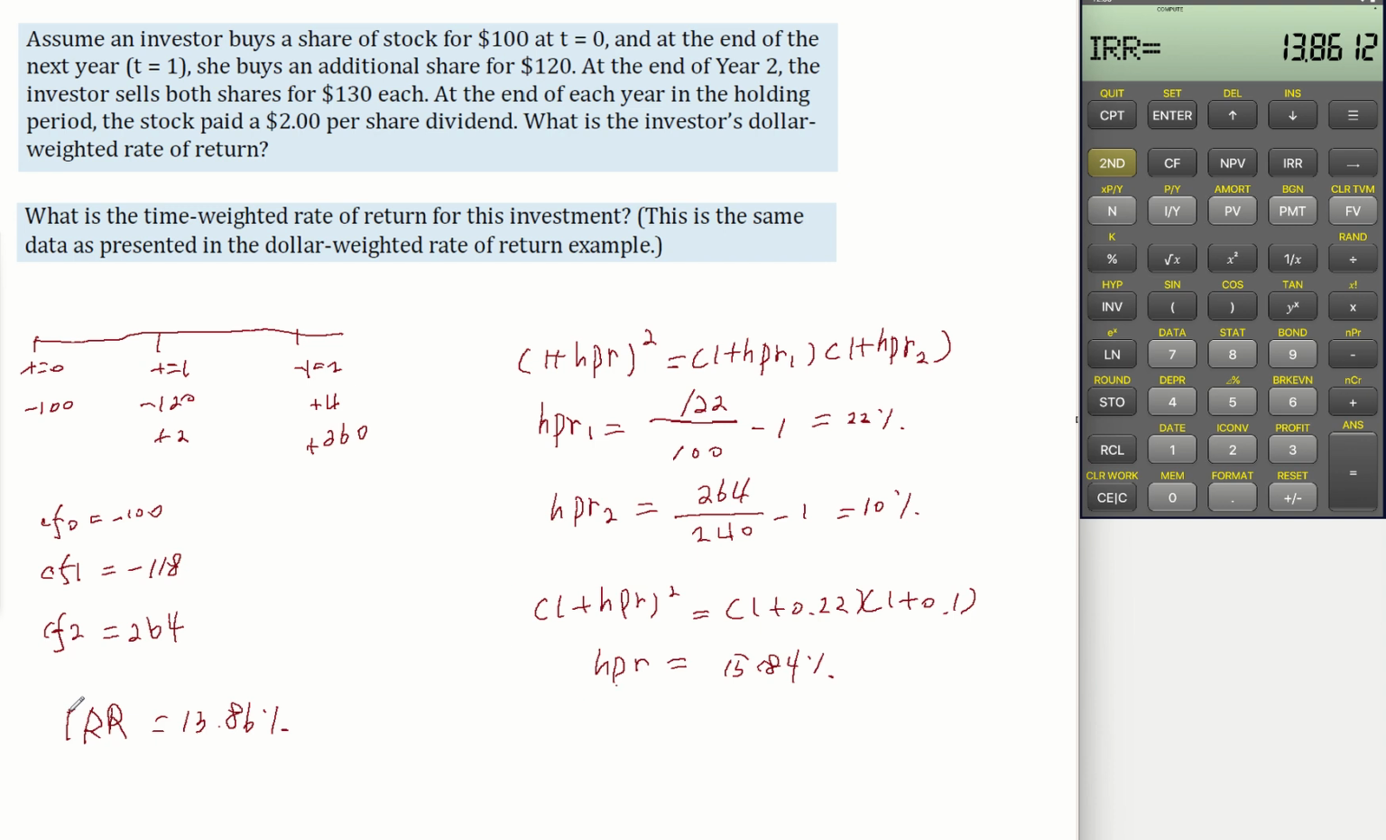So with this result, we can see the holding period rate is bigger than the dollar-weighted rate of return because the holding period rate of year 1 is bigger and is compounded.